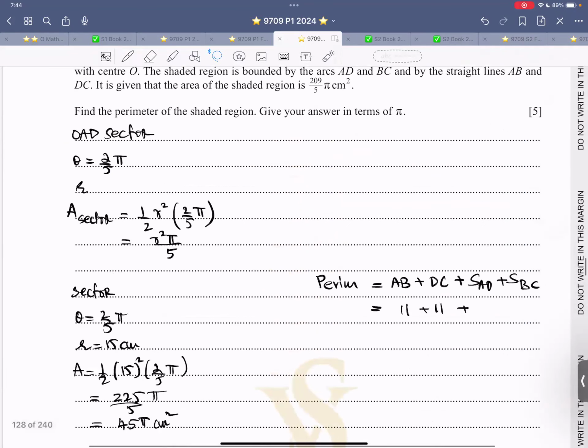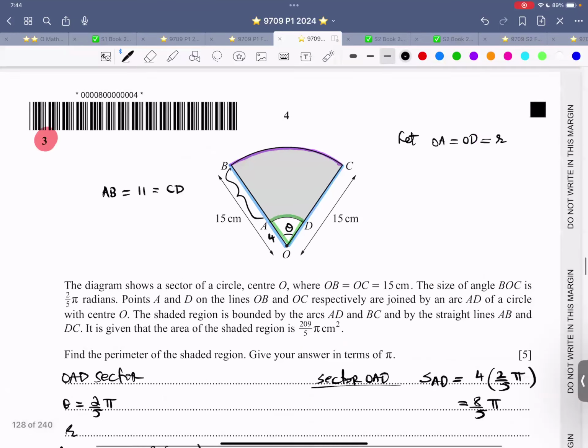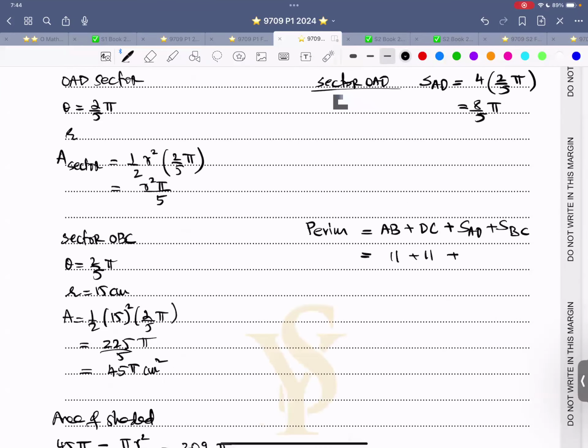So now for this sector, sector OAD, arc length, the name of the arc length is AD, that is R theta. So R is 4 and theta is 2/5 pi. That comes out to be 8/5 pi. For sector, what's the name? OBC. Sector OBC, then arc length BC, that is R theta, which is 15 into 2/5 pi. That comes out to be 30 pi over 5. I'm deliberately not dividing it.